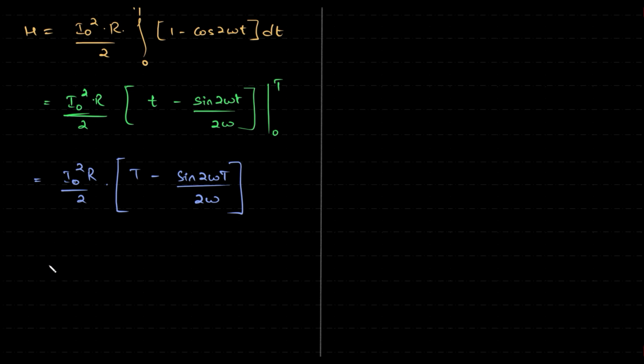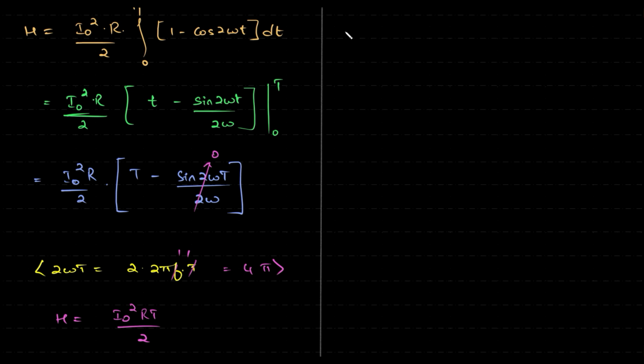So we have 2 omega T, which is nothing but 2 into 2 pi f into T. So these two are inverse of each other, and they end up with 4 pi. What is sine 4 pi? Yes, this is nothing but 0. So we end up with the heat generated by this source given to be this.